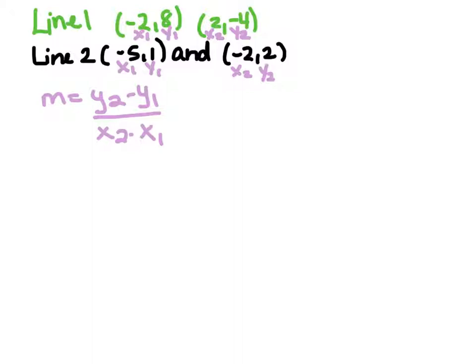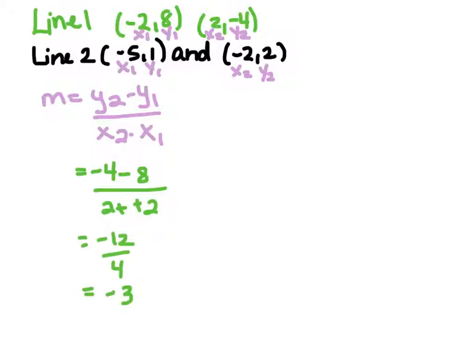Alright, so let's look at the first equation in green, or the first line in green. So we'll plug in the numbers into the formula. So -4 minus 8 over 2 minus a -2. So plus a positive. So this is -12 over 4, which reduces to -3. Now let's look at the line that's in black. So plug them into the equation. Y sub 2 is 2 minus 1 over -2 minus a -5. So plus a positive. So we're going to have 1/3.